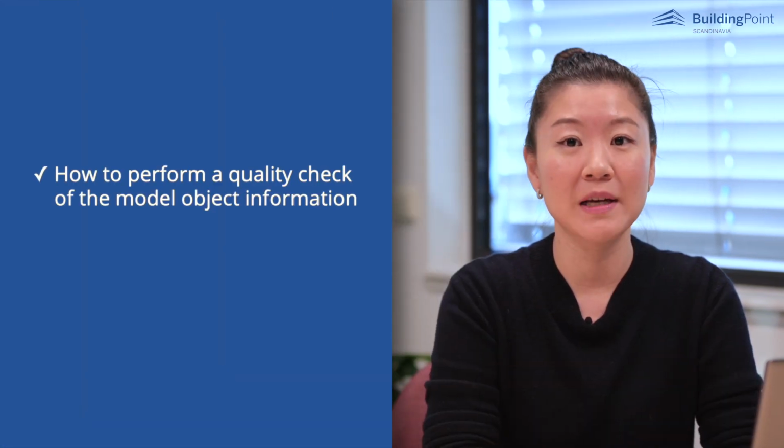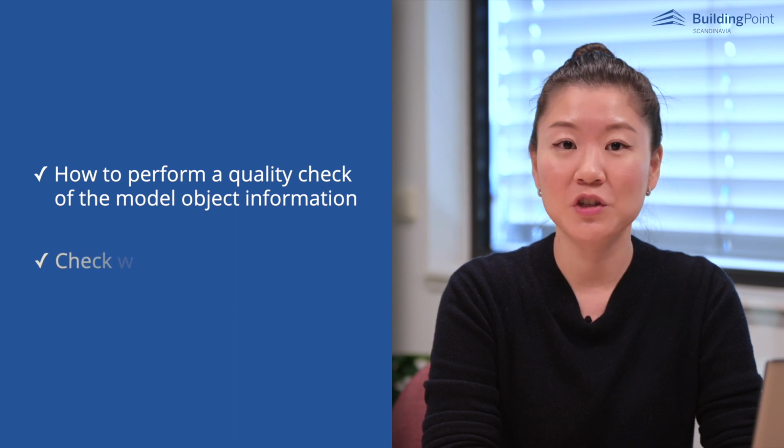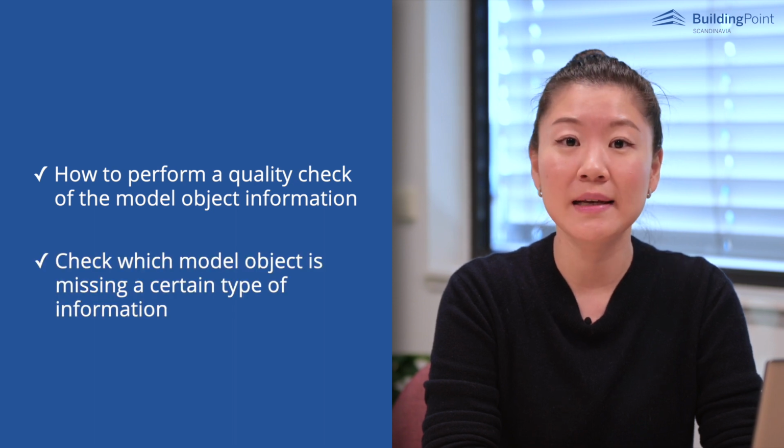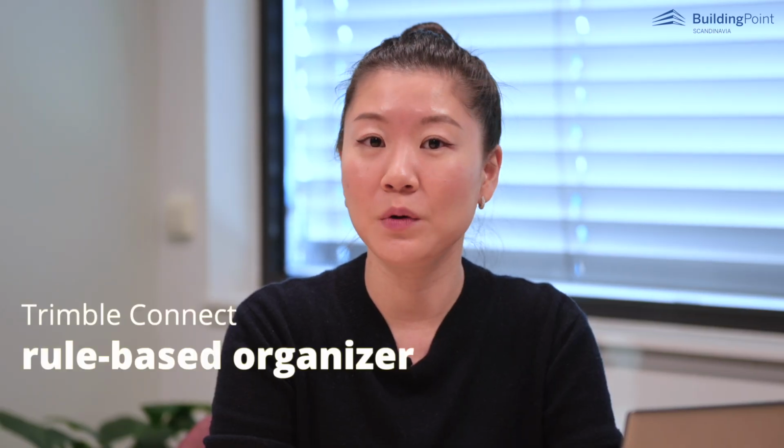Are you using Trimble Connect for your project and wonder how to do the quality check of the model object information? Do you want to check which model object is missing a certain type of information? Trimble Connect rule-based organizer can help you with that. I'm gonna show you a quick example.